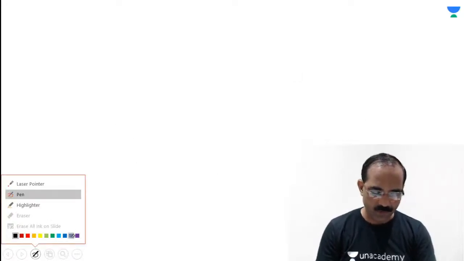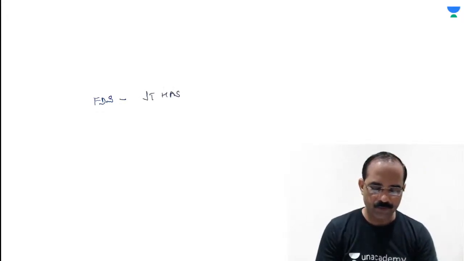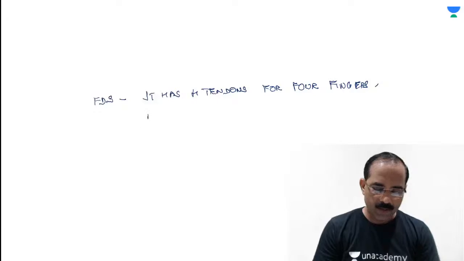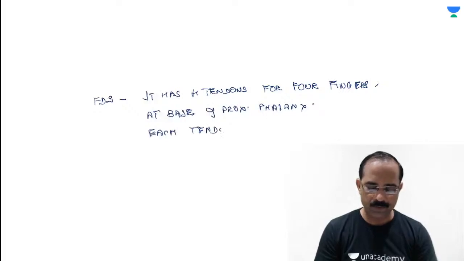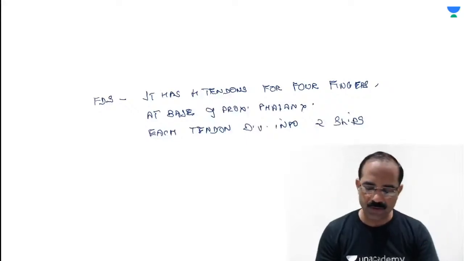Flexor Digitorum Superficialis, a very important MCQ, a very important visual slide. I'll just write this for you. It has 4 tendons for 4 fingers, right? At the base of the proximal phalanx, each tendon divides into 2 slips. Each tendon divides into 2 slips.